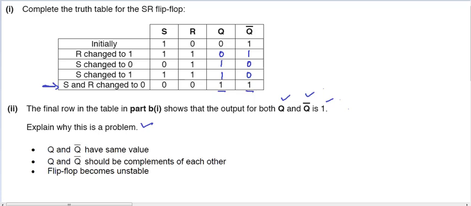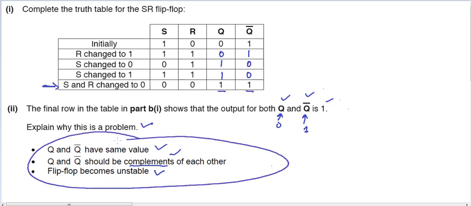And this here is the answer. Because Q and Q bar have the same value, that is something that is wrong, because Q and Q bar should be complements of each other, which means what? When Q is, let's say, 0, Q bar should be 1. They should be the opposites, right? So they should be complements of each other, and the flip-flop becomes stable. So this is the answer.